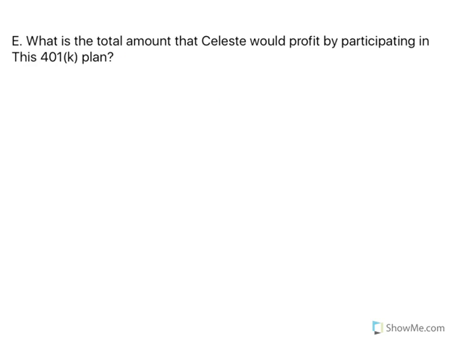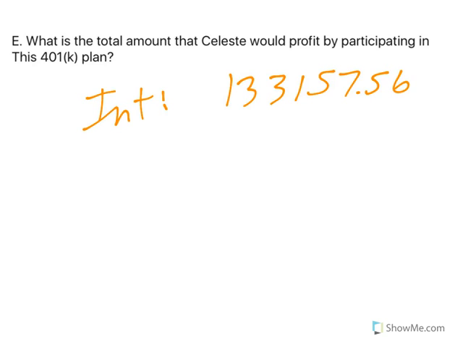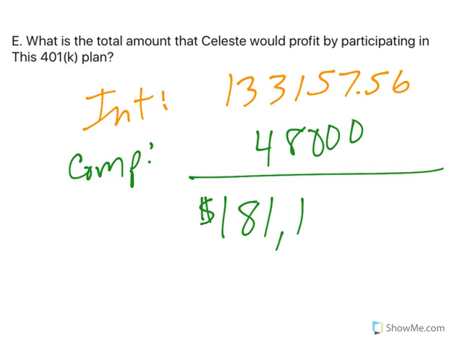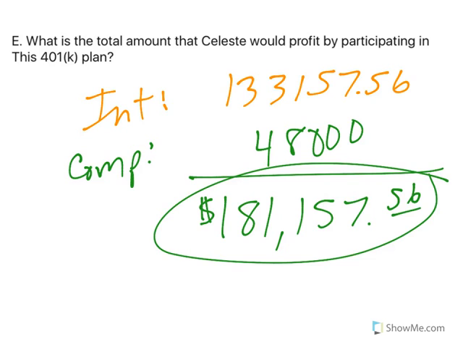What is the total amount Celeste would profit by participating? Well, she profits the interest, which is $133,157.56, but she also profits the company's contributions, right? Because that's free money for her. So she profits a total of $181,157.56. Not bad for not doing anything, just working. This is all free money that you get when you're done working at the company.